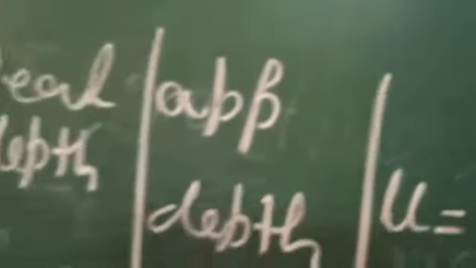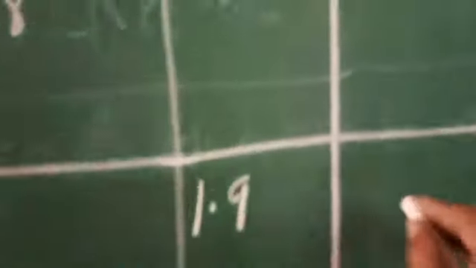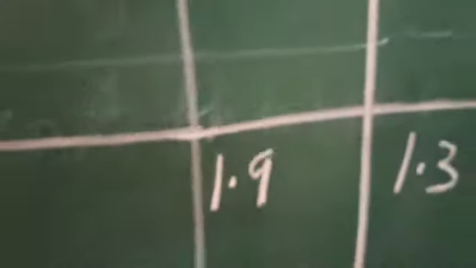And C minus B. C minus B is equal to 5.9 minus 4.6. So 5.9 minus 4.6, that is 1.3. 1.3.